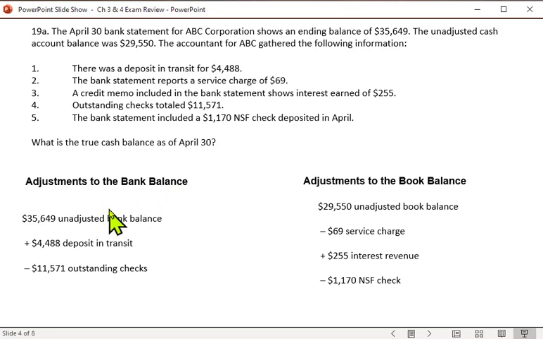And now let's combine all these pieces on each side and see if we have a true cash balance that is adjusted for both sides that agrees. So when you combine all these pieces right here on the left side, the adjusted bank balance is 28,566. Do the same thing on the book side, and that gives you an adjusted bank balance of 28,566, and it looks like we're in balance.